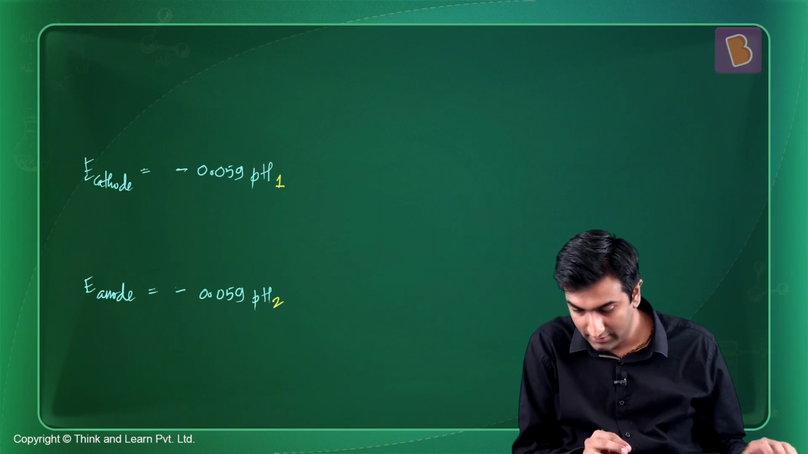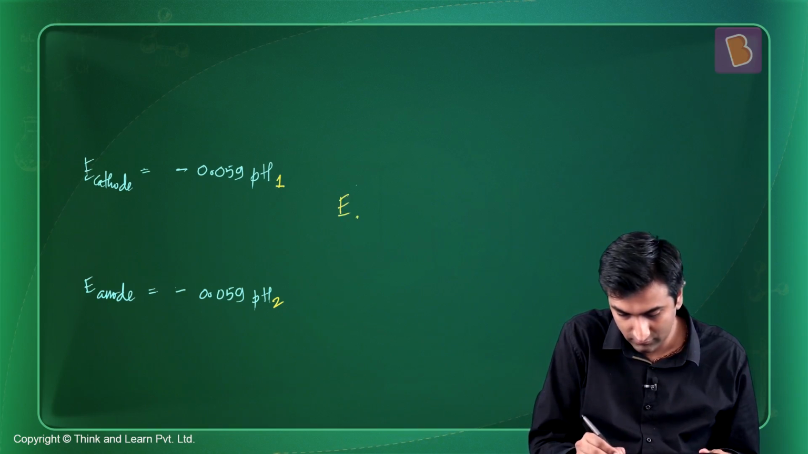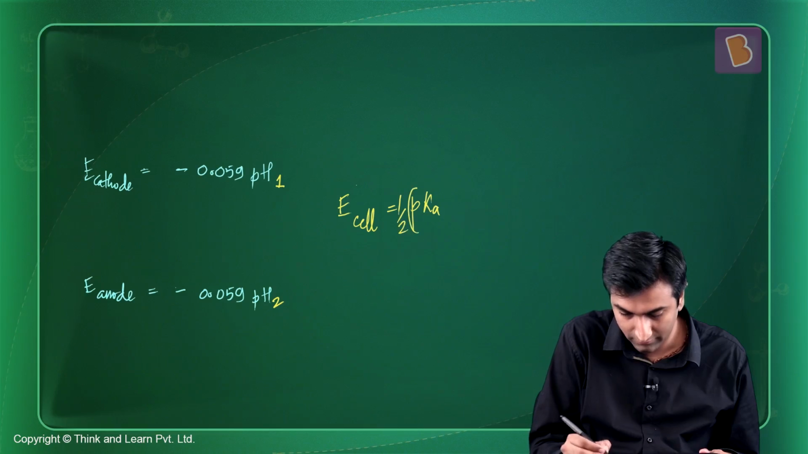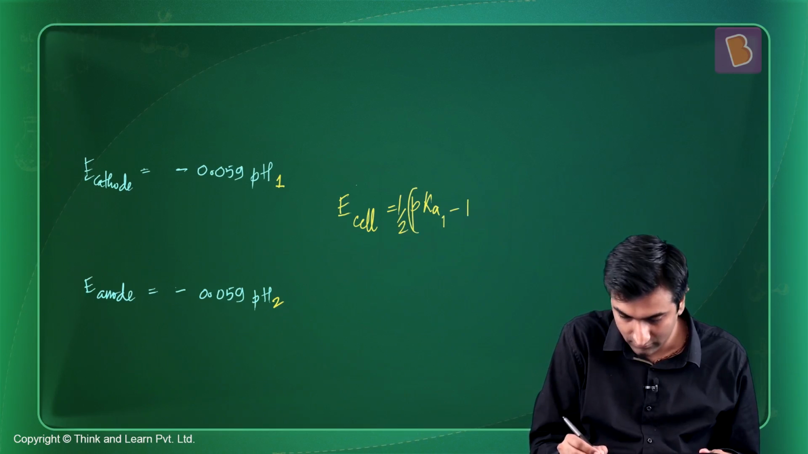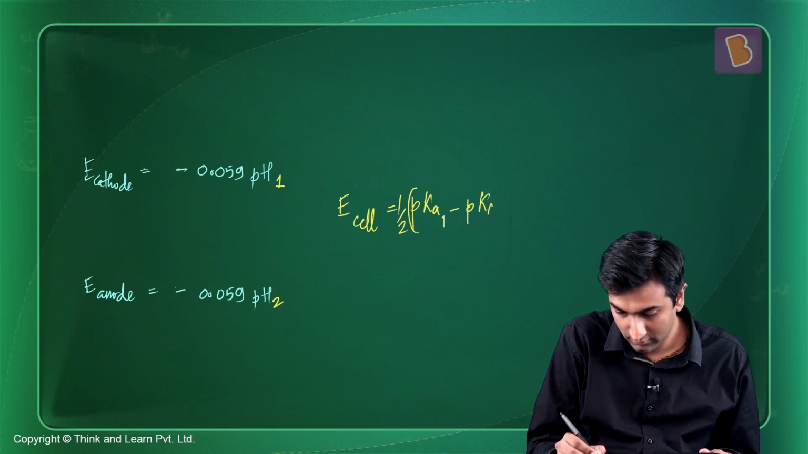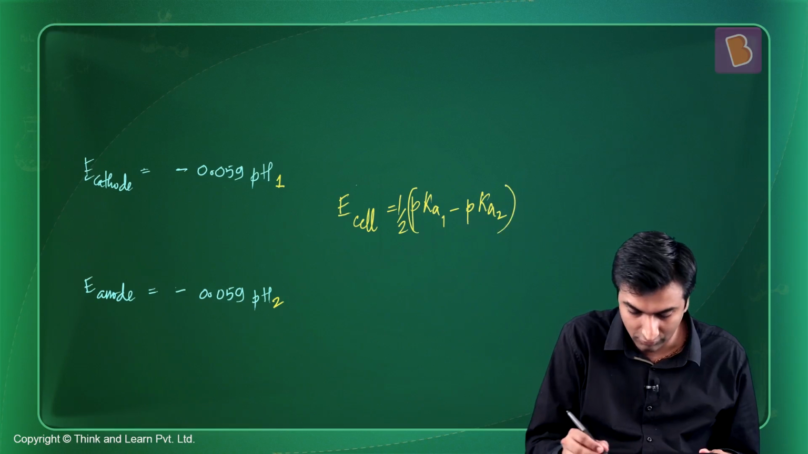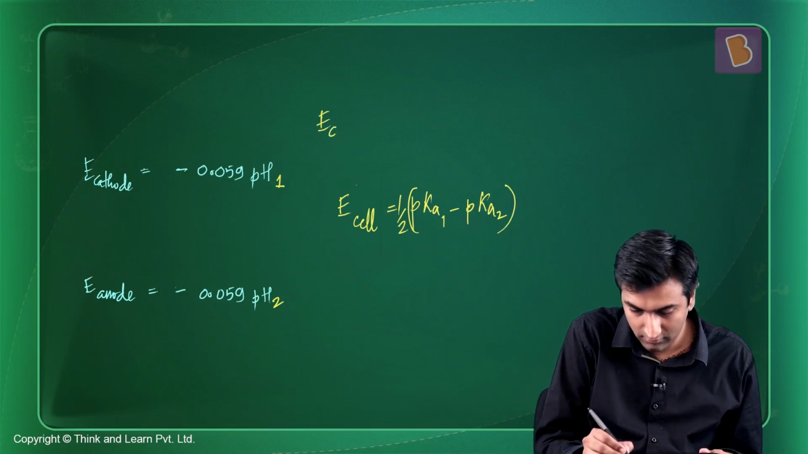And once I do that, what do I do? E cell is simply going to be half outside, right? pKa of 1 minus pKa of 2. That's all I have to do here. I'm just subtracting both of these. E cell is E cathode minus E anode. That's the result that I use.